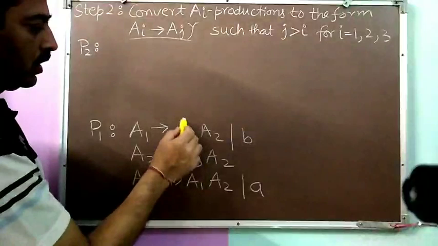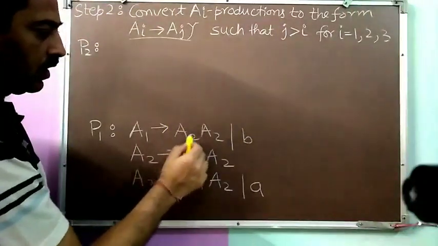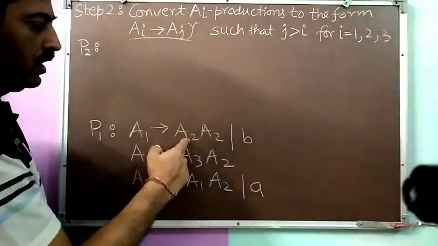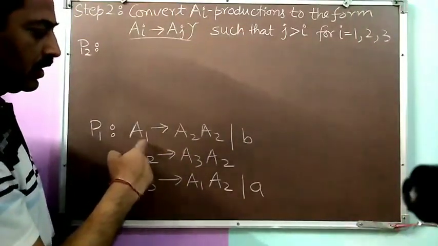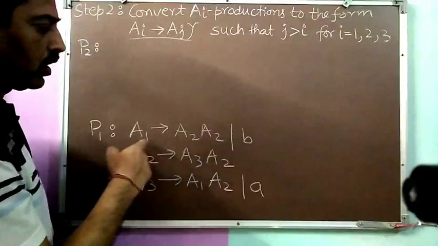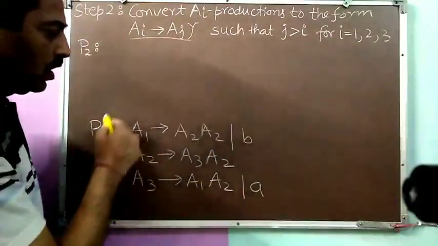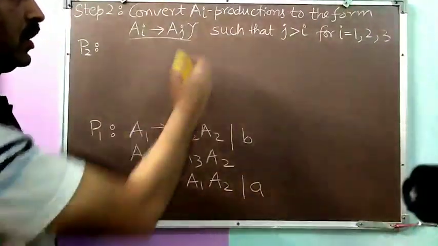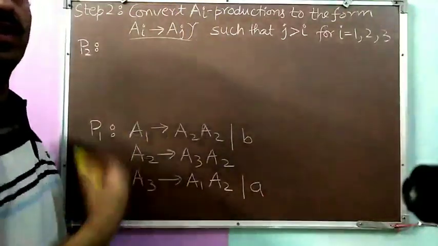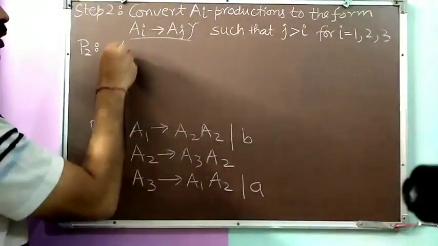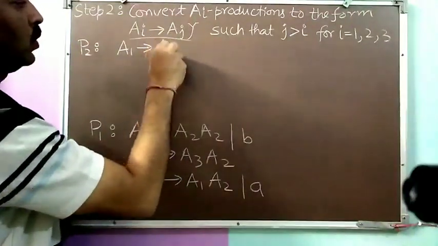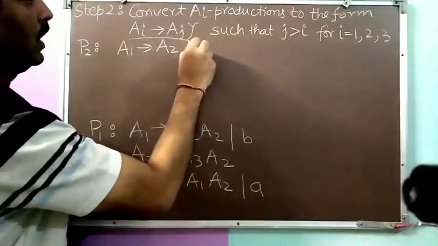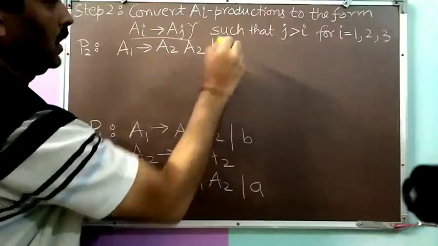We want the index of the variable at the first place of the right hand side to be greater than the index of the variable present on the left hand side. So 2 is greater than 1. So already this situation is there. So all the A1 productions satisfy this criteria, so they will be included as it is. So we will include A1 to A2, A2 as it is, and A1 to B.